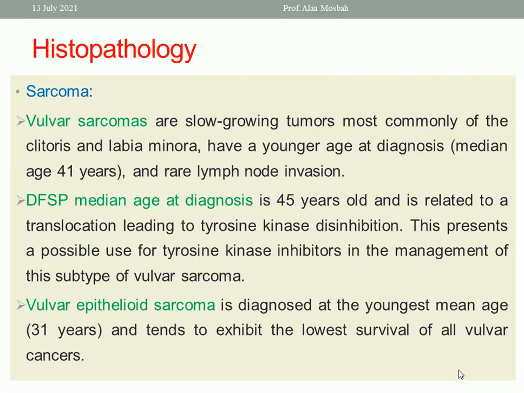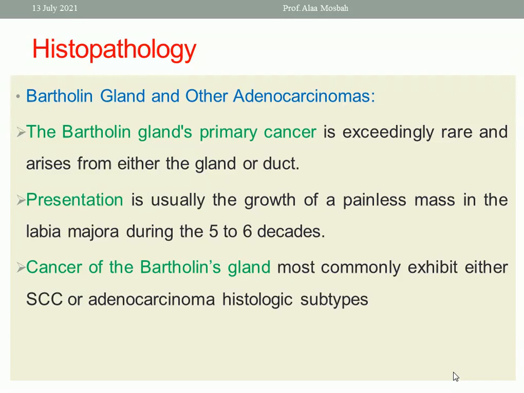What about the Bartholin gland and other adenocarcinoma? Bartholin gland primary cancer is exceedingly rare and arises from either the gland or the duct. Presentation is usually the growth of a bellous mass in the labia majora during the fifth to sixth decades of life. Cancer of the Bartholin gland most commonly exhibits either squamous cell carcinoma or adenocarcinoma histologic subtypes.